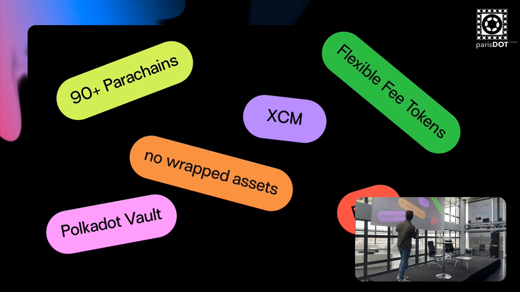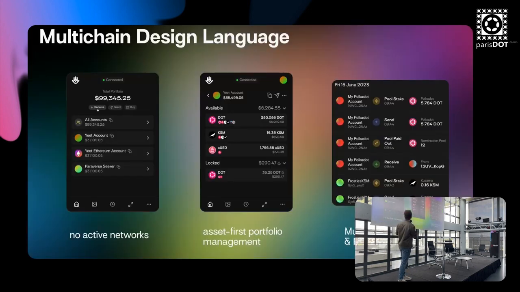Okay, there are over 90 parachains. XCM is becoming more and more of a feature in the ecosystem. There are flexible ways to pay fees for transactions inside of Polkadot. There are multiple environments now that the EVM is on a lot of chains. And there are lots of things that we have to deal with as a wallet, like the lack of wrapped assets and Polkadot Vault being more and more popular. So how does this get presented inside of the wallet layer in the ecosystem with Talisman?